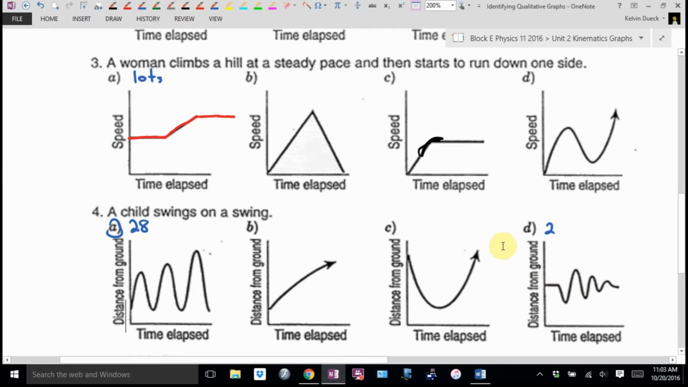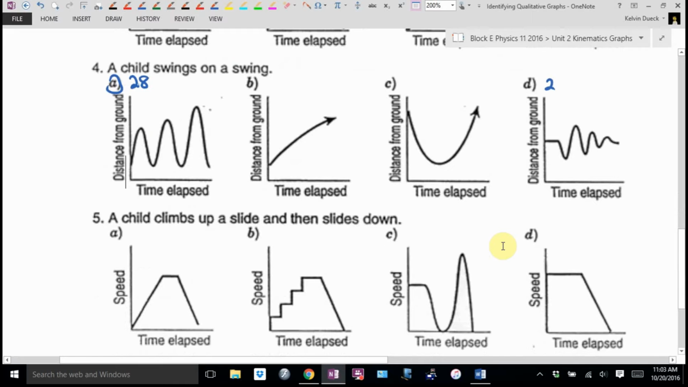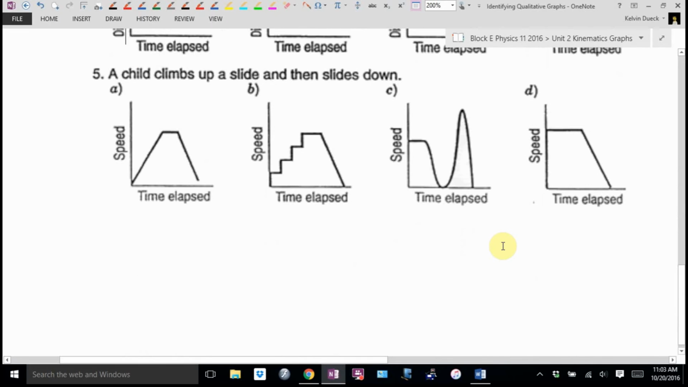Last one. A child climbs up a slide and then slides down. And we're going to graph speed versus time.